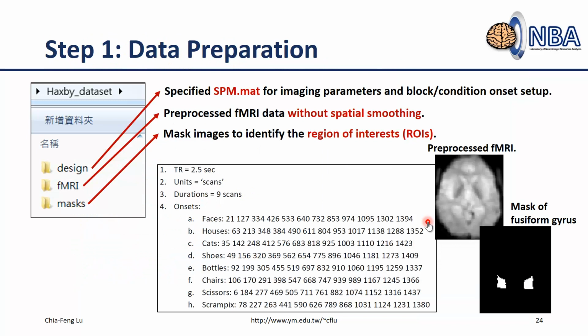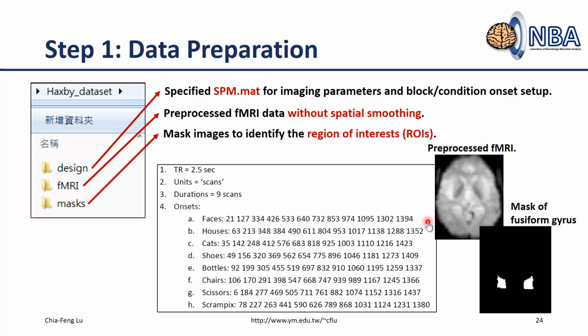Okay, let's start from the very first step, data preparation. In this toolbox, they don't provide the function to help you perform the fMRI preprocessing. They don't have this kind of function. So you need to use, for example, SPM to finish all the imaging preprocessing.